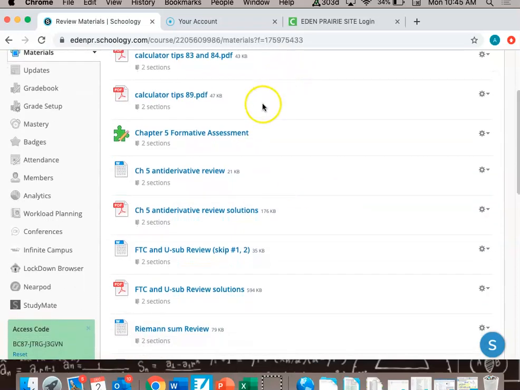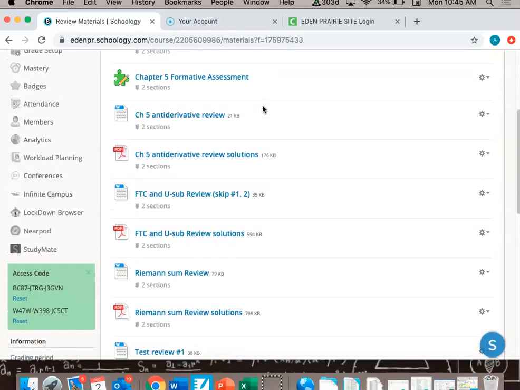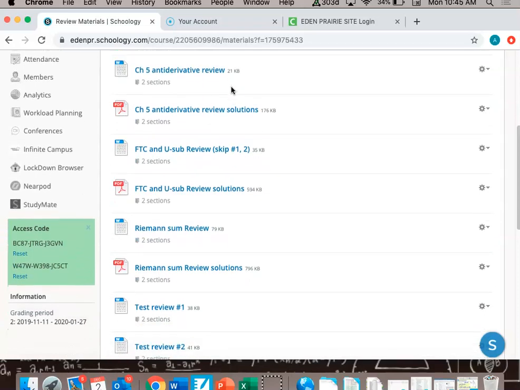So there's the calculator tips sheets in case you want to look at them again. So Chapter 5, Formative Assessment. These are just some multiple choice practice problems if you want to try them. Kind of fun problems on integrals. Okay.